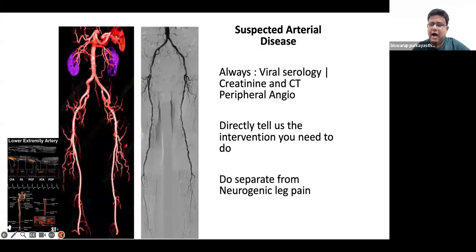So the first thing is how should you refer a suspected arterial disease? Get a viral serology, get a creatinine clearance, and get a peripheral CT angiogram done right at the point where you've encountered arterial disease. Directly tell us the problem that the person is facing. At times, there are GP clinics that are smart enough to even send in requests like: it's got peripheral arterial disease, acute occlusion, needs embolectomy. So the interventions are at times suggested, though we believe that we are a better judge of it.